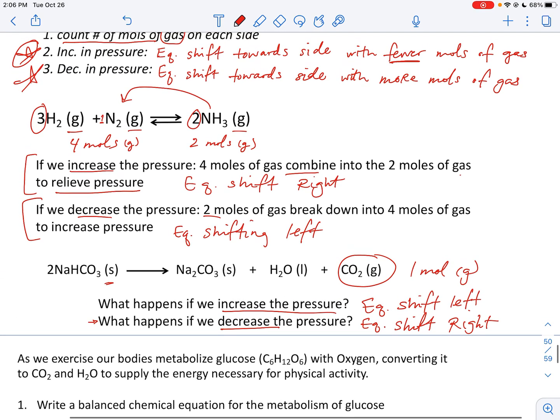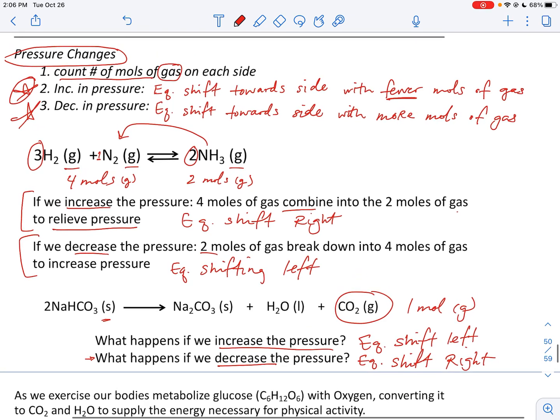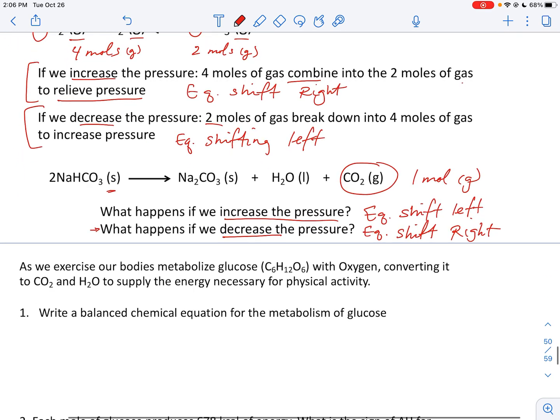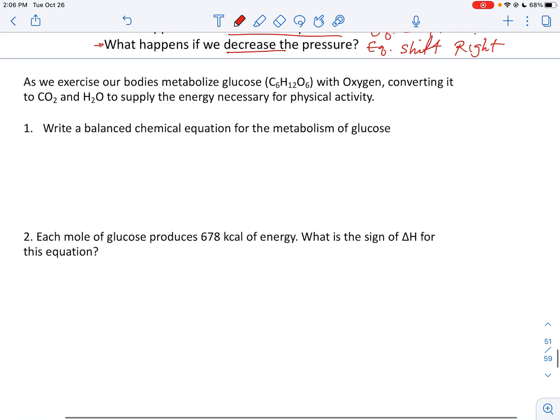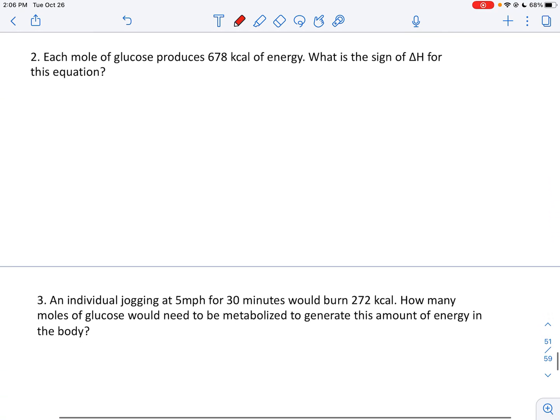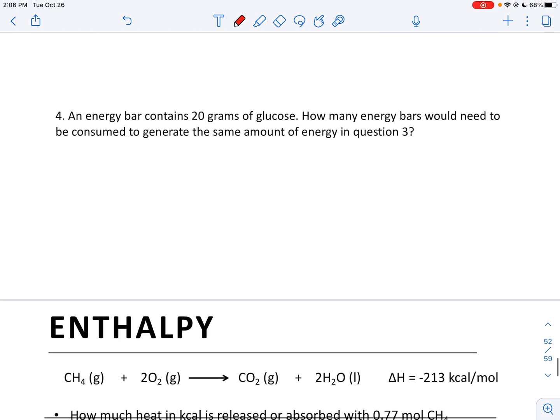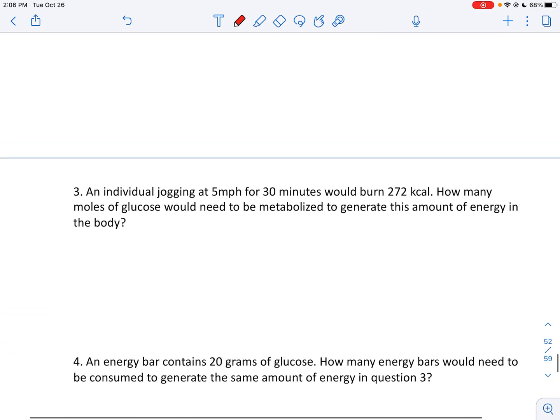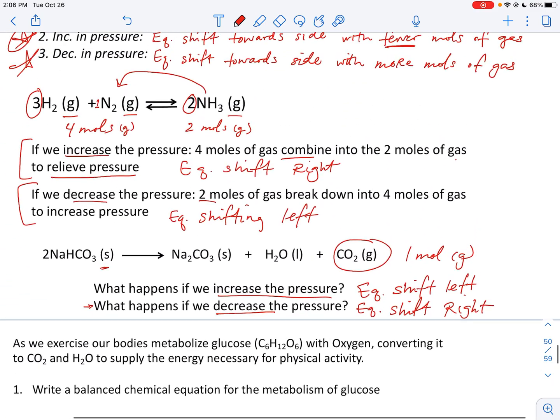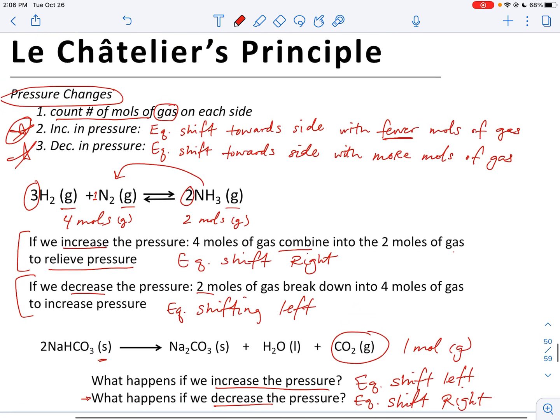Okay, so LeChatelier's principle just helps us predict how equilibrium is going to shift, which direction, right or left, based on changes we can make to our system, which is our chemical reaction. This problem down here is just kind of a review problem. And we'll probably do some review before the exam. So I'm going to leave it at that. That's the end of LeChatelier's principle.